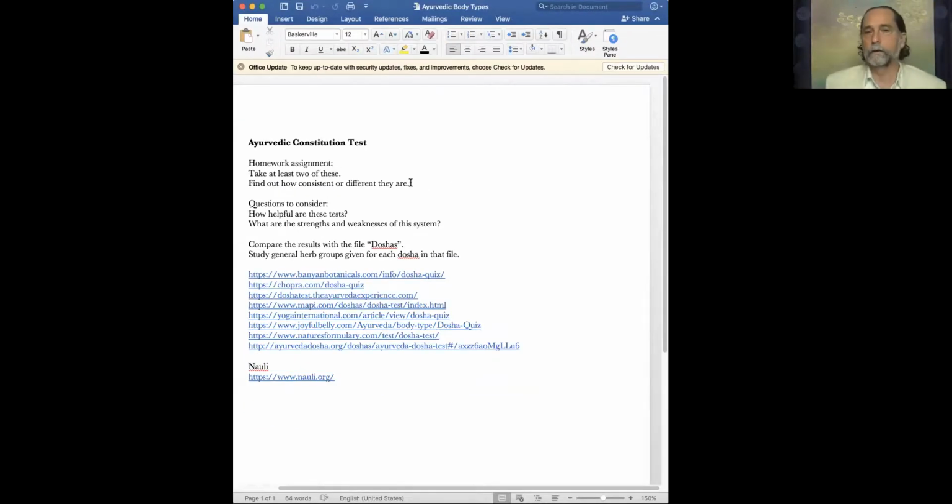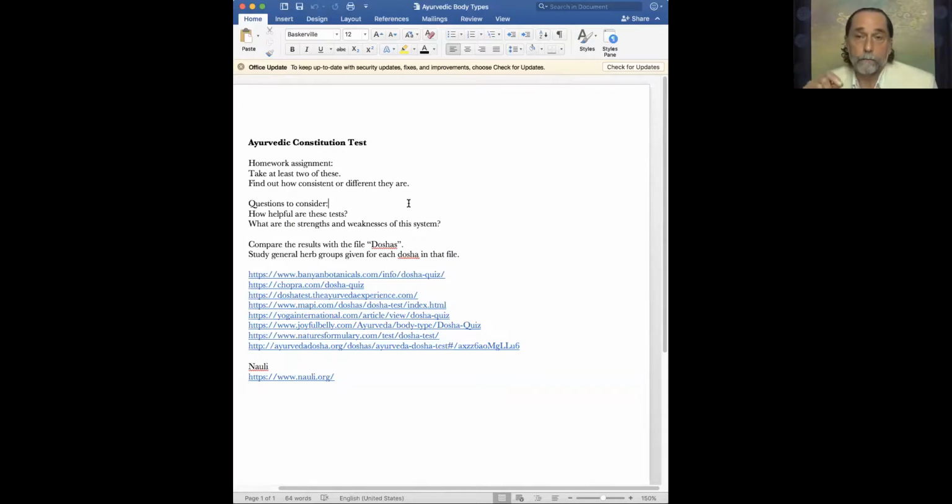And these are links to a few of these constitutional body type tests, all right? What's your dosha? Are you Vata, Pitta, Kapha, or are you some confusing mixture of these? And the assignment is to take at least 2 or 3 and then use some critical thinking. How helpful are these? What benefits do you get from it? And what are the strengths and the weaknesses of this body type system? And we'll continue with that question next week, all right?